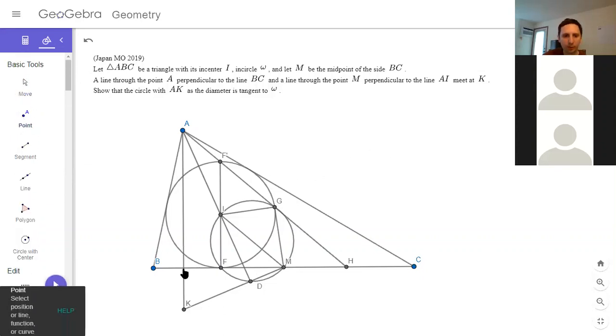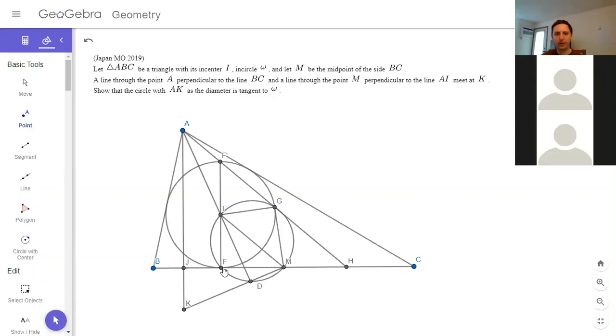So do you mean this point right here? Okay, yeah. So how do we show K, F, and G are collinear?